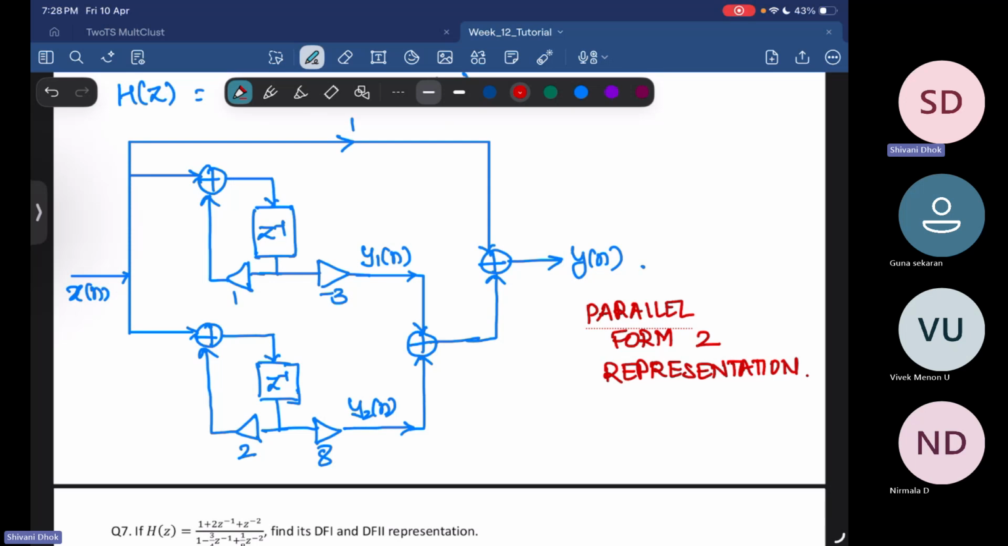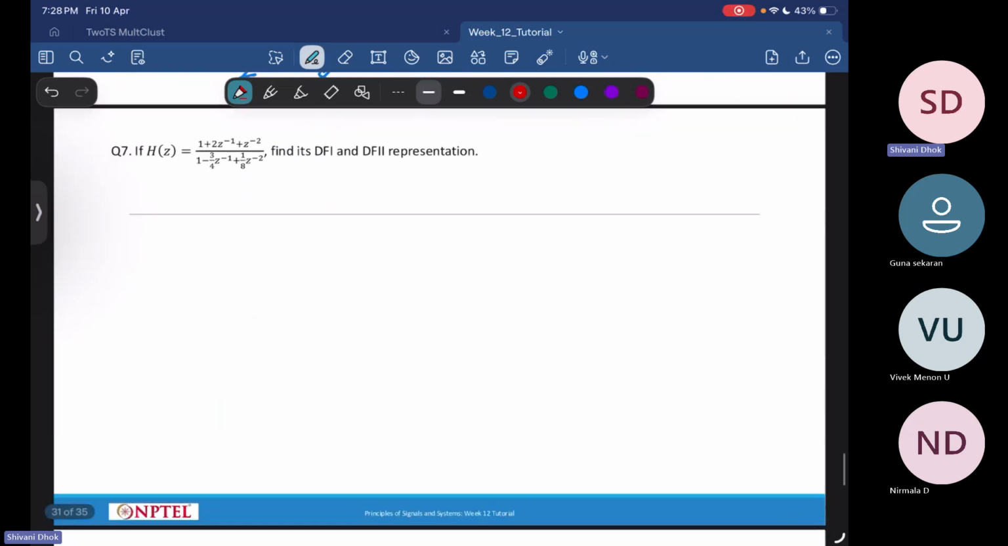Is it clear? Any questions? Okay. If not, then let's move on to the next question. So the next question, again, now we'll take up another transfer function and repeat all those 7 forms that we have already seen. So we'll start with the direct form 1 and direct form 2 representation, but the transfer function now given to us is something like this.